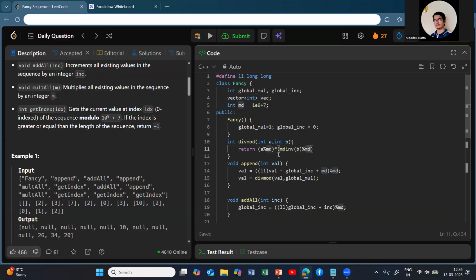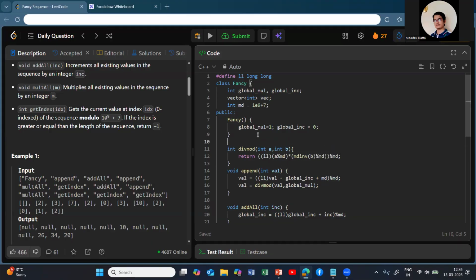Modulo mod. Try this with long and whole modulo, right? Another whole mod. You can return this as your div mod. Okay. For mod inverse, you can write it something like this in v int md.